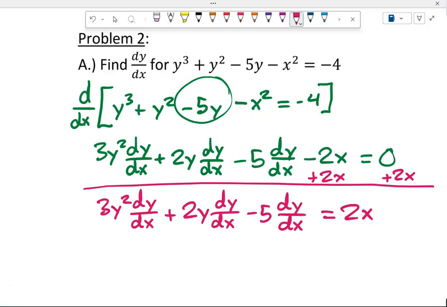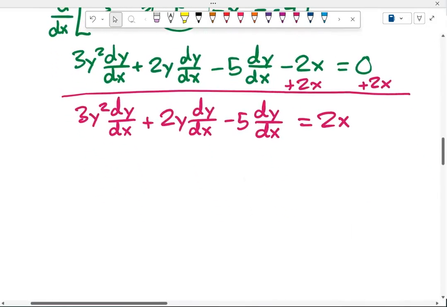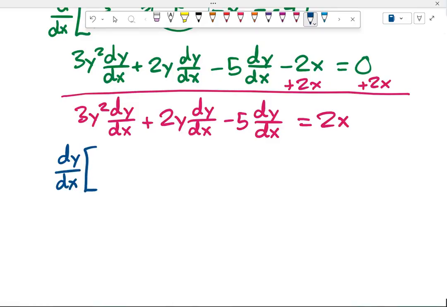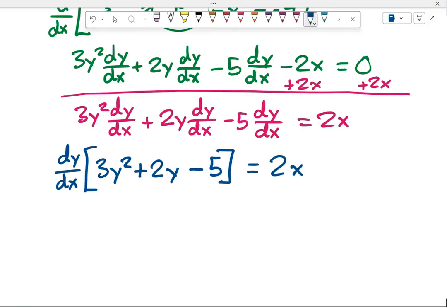What is step 3? Factor out. All right, can I take a dy dx out of all of those terms? Let's do it. So dy dx, what would I have remaining if I factor all that out? 3y squared plus 2y minus 5, all that equals 2x. All right, we're almost done. What is our last step?